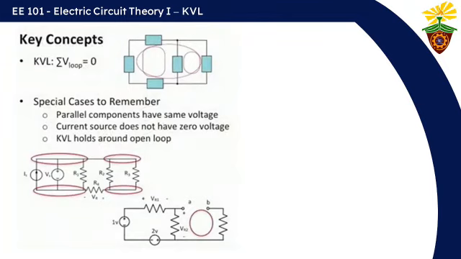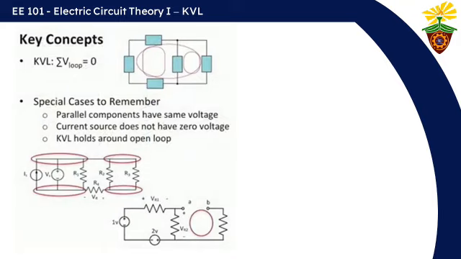You just have to define that voltage and apply KVL the standard way. To summarize, in this lesson we've gone over some key concepts. The first is the Kirchhoff's voltage law, which is sum of the voltages around any loop is 0. Remember, we can have multiple loops in any given circuit. Special cases to remember: parallel components have the same voltage, and we looked at this example here.